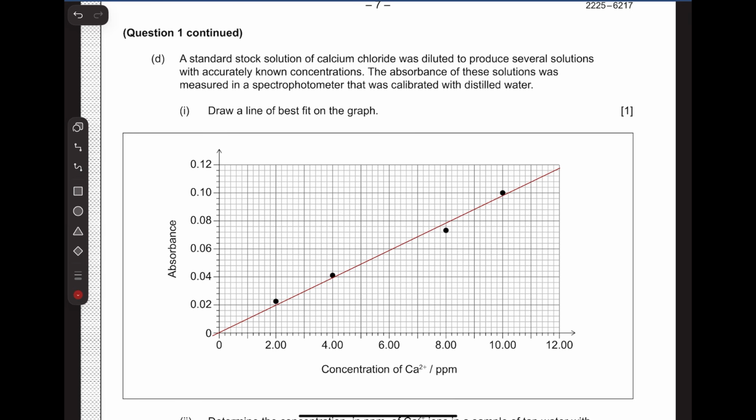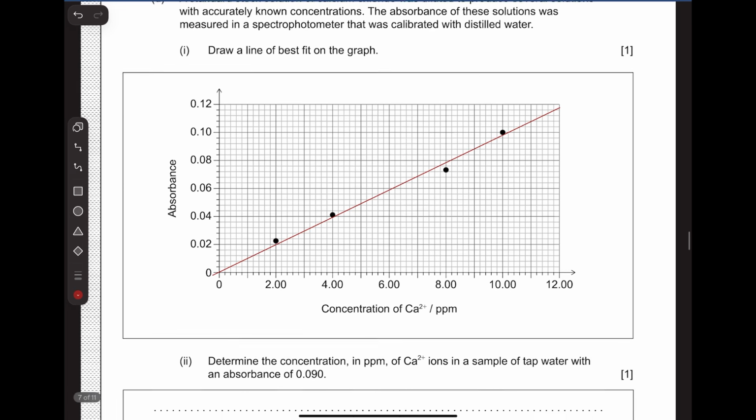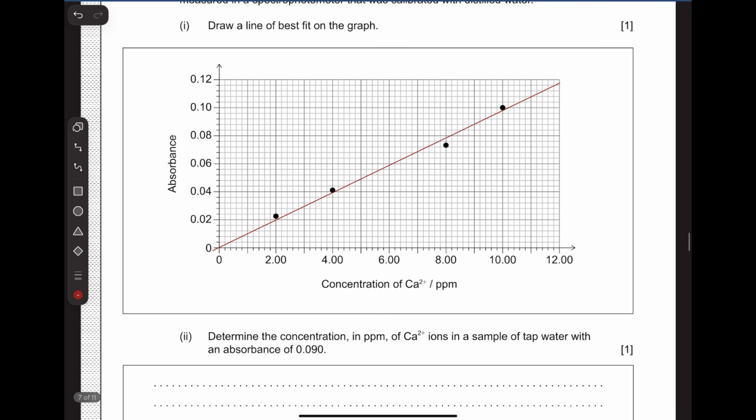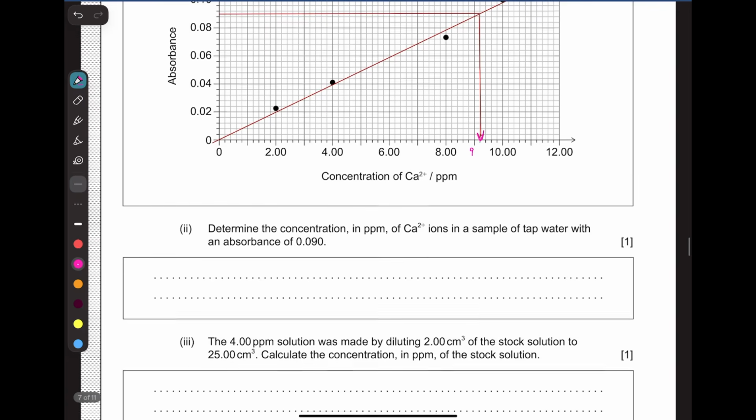Fine. Next, determine the concentration with absorbance 0.9. Absorbance value is 0.9, yeah? So again, you can draw a line at 0.9. So 0.9 will be the middle of this line. It will be exactly at the midpoint. And then when you go down, you get this value. So this is 8, this is 9. So the concentration will be 9.2 ppm.